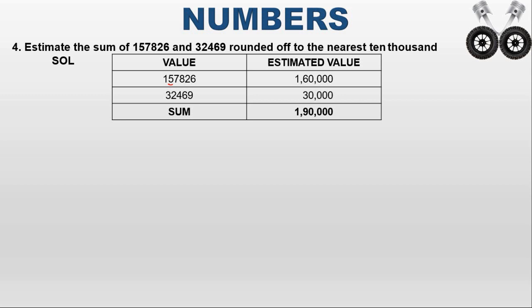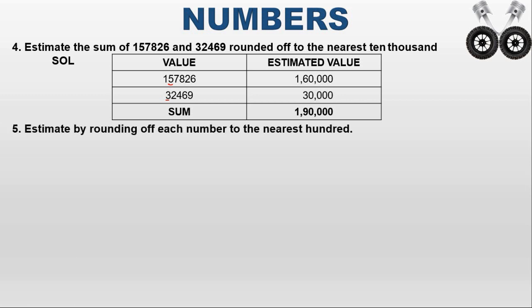32,469. So we have to find the nearest 10,000 portion. In the 10,000 portion the value is 3. So you have to look at the right side number. The right side number is 2. 2 is less than 5. That means you have to write the number as it is, that is 30,000. Now add the values: 0 plus 0, 0 plus 0, 0, and so on. Now 6 plus 3 is 9 and 1 can be written as it is. So the answer is 1,90,000.